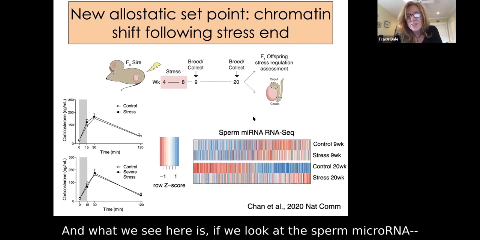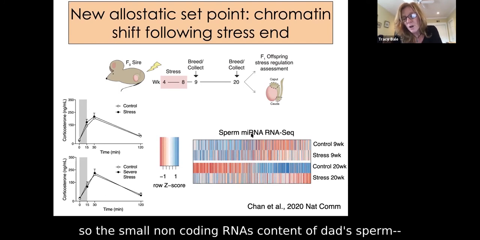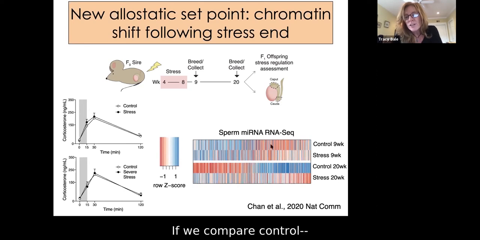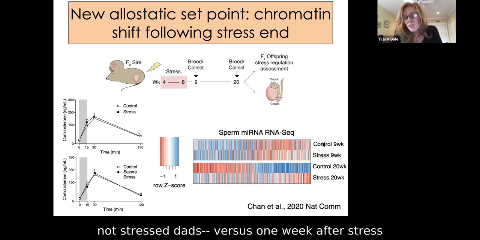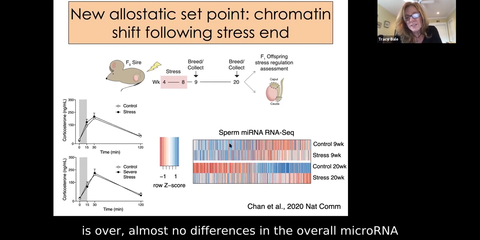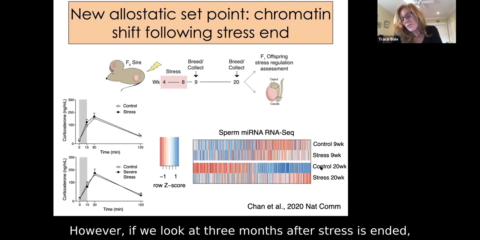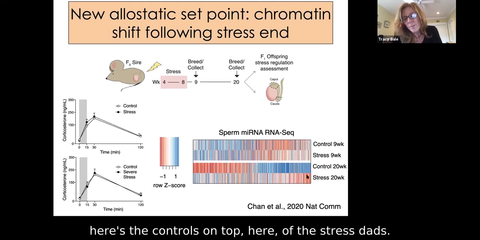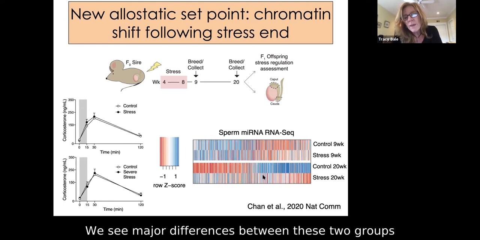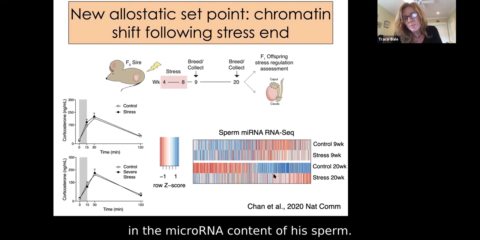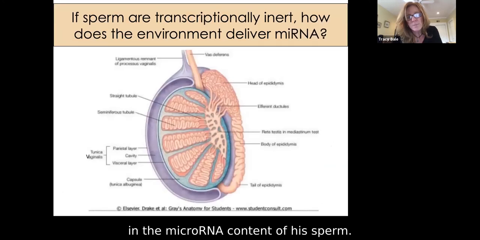And what we see here is if we look at the sperm microRNA, so the small non-coding RNA content of dad's sperm, this is the mouse. If we compare a control, not stressed dads versus 1 week after stress is over, almost no differences in the overall microRNA content. However, if we look at three months after stress has ended, here's the controls on top, here are the stressed dads. We see major differences between these two groups in the microRNA content of his sperm.